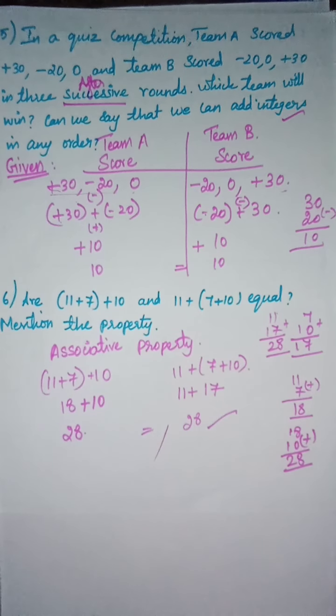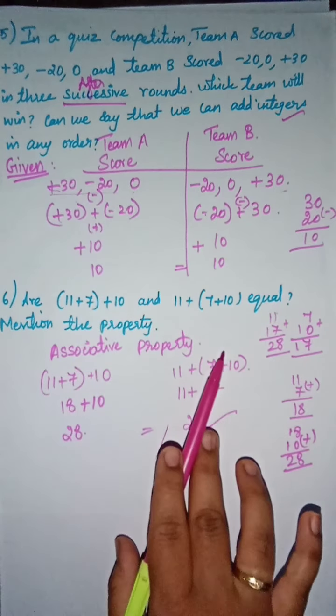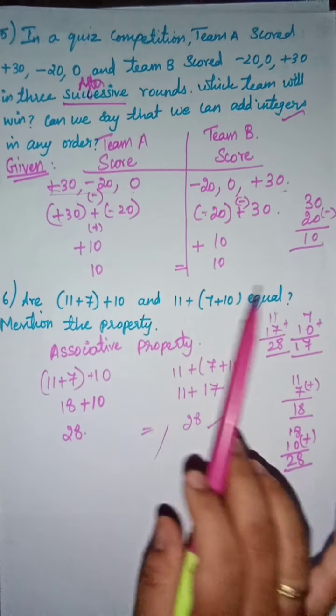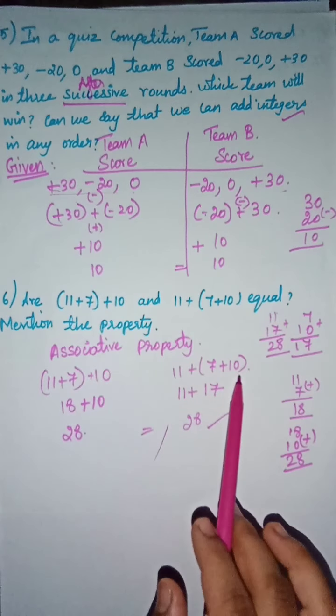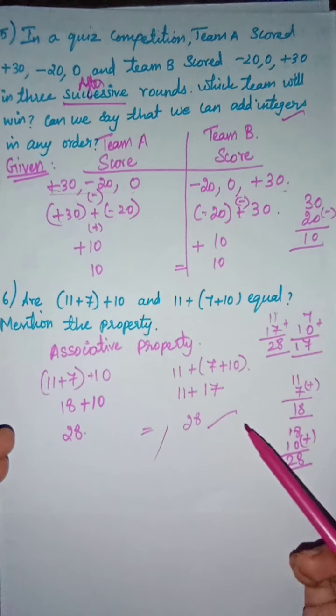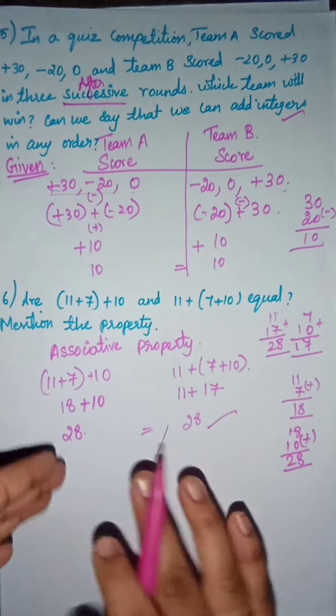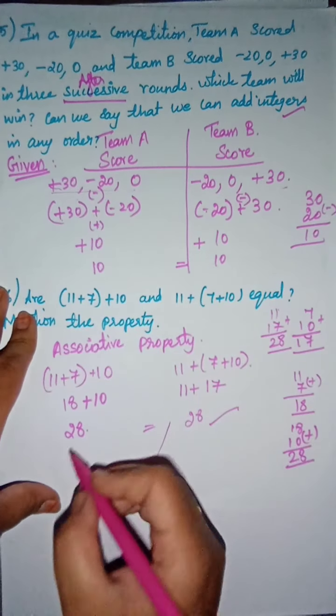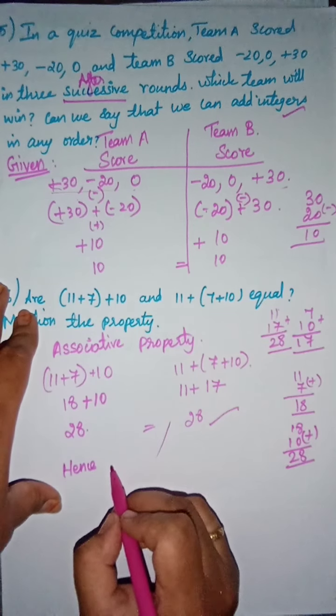Can you understand? I told you in the first and second session, if there are three variables, you can suddenly say it is the associative property. In your lower classes, three variables will appear in the associative property. So if there are three variables, you have to write it as the associative property. Then they are asking, are these two values equal? To find that, we have to separate these two values and simplify. We will get a final answer, and using that final answer, we can give the conclusion, that they are equal.